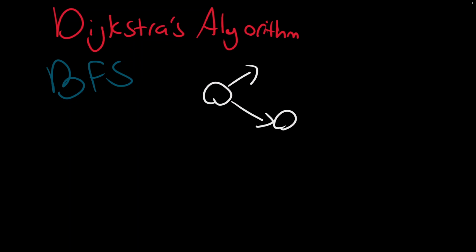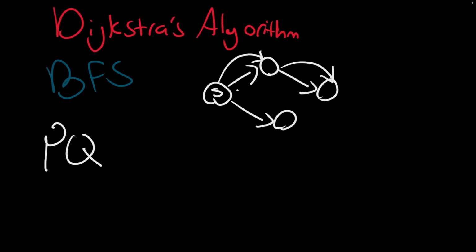Today we're going to be learning Dijkstra's algorithm. This algorithm uses BFS on a graph structure to find the shortest path from S to any node in this graph. It does this by also employing a priority queue to figure out which path to traverse next.